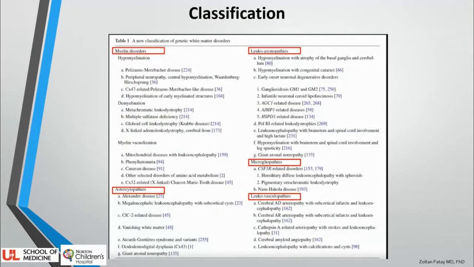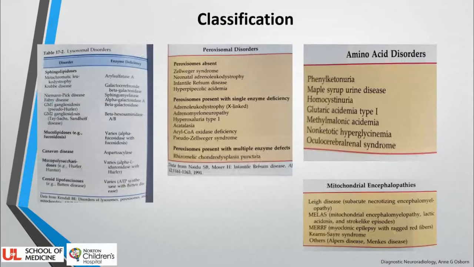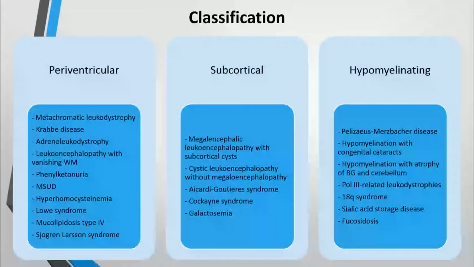There are various ways these disorders are classified. This table here is a classification based on the cells that are involved. This is a classification based on the organelles within the cell that are involved. And this is more of an imaging classification based on involvement of the periventricular white matter or the subcortical white matter, or when the disease process involves hypomyelination.